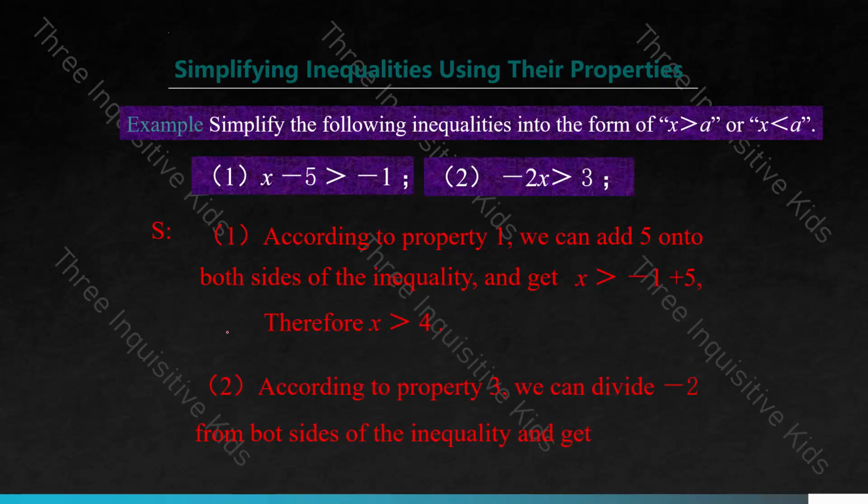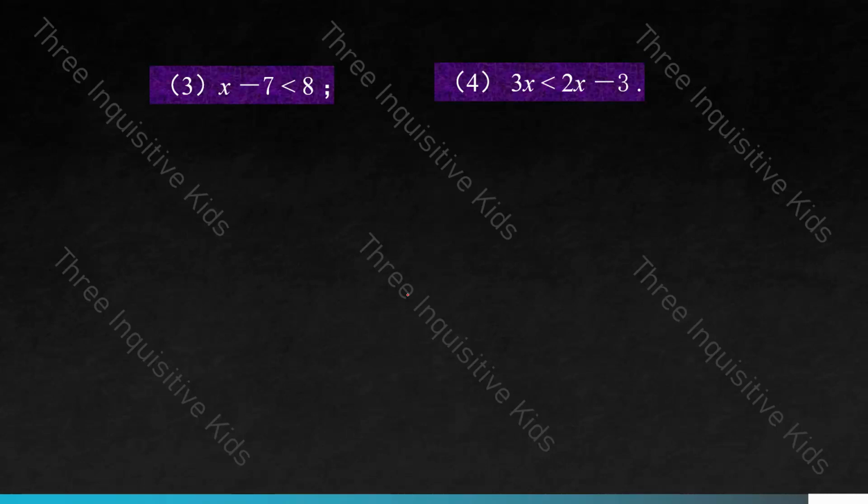And the second one, according to property 3, we can divide -2 from both sides of the inequality and get x is less than -3/2. Remember, since it is property 3 and you're multiplying or dividing a negative number from both sides of the inequality, the direction of the sign must change. Here's 2 more problems. x minus 7 is less than 8 and 3x is less than 2x minus 3.